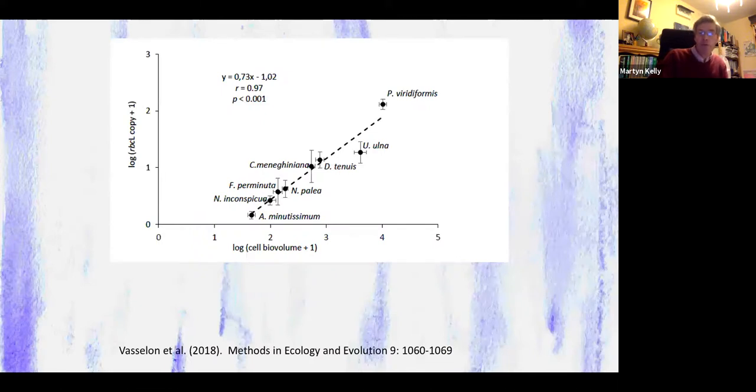Now, at the same time we were doing this, the French team, Frédéric Rimet and co, were looking at the same issue, but using laboratory cultures. And they found a relationship between the copy number of the rbcL gene and the biovolume of the cells of the different species: Achnanthidium minutissimum and Nitzschia inconspicua representing the smaller cells, Ulnaria ulna and Pinnularia viridiformis representing the larger ones.